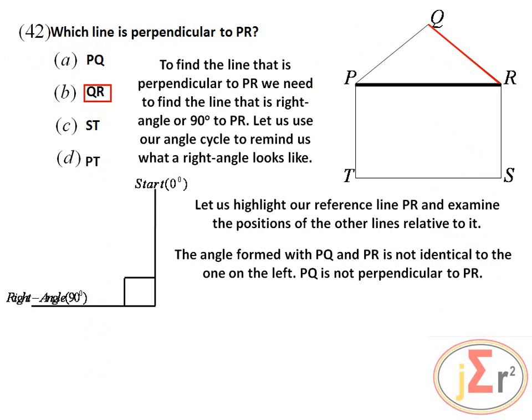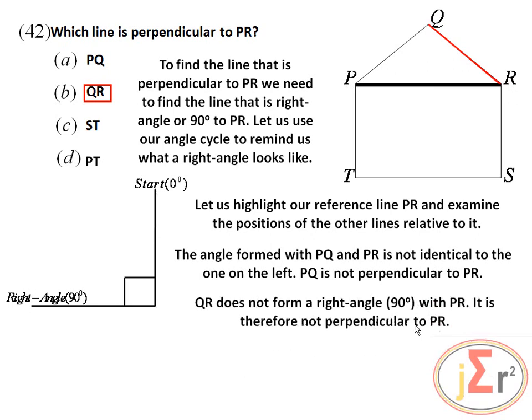QR. What about QR? So this is PR and this is QR. Is this angle that is formed with PR and QR a right angle? Is it the same size as this angle? No. QR does not form a right angle or a 90 degrees angle with PR. It is therefore not perpendicular to PR.